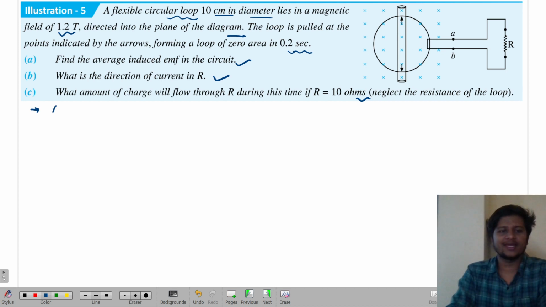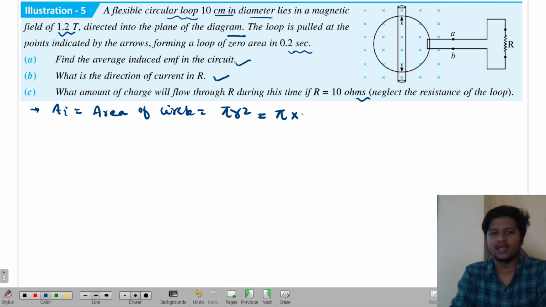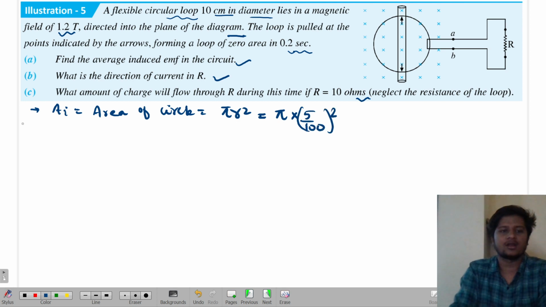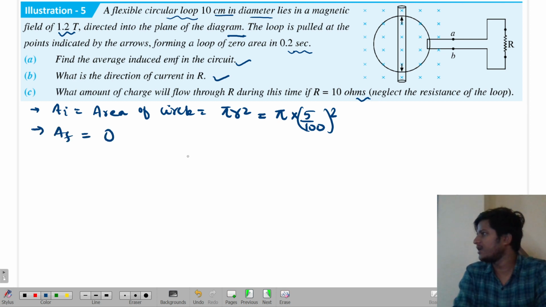What is happening over here? Initial area was what? It is the area of the circle, yes or no? Initial area is what? Area of circle, which is equal to pi r square. Diameter is 10 centimeter, so r will be what? 5. So 5 by 100 square, right or not? What is your final area? 0. Yes or no?